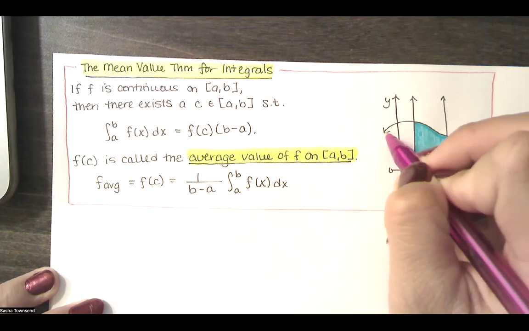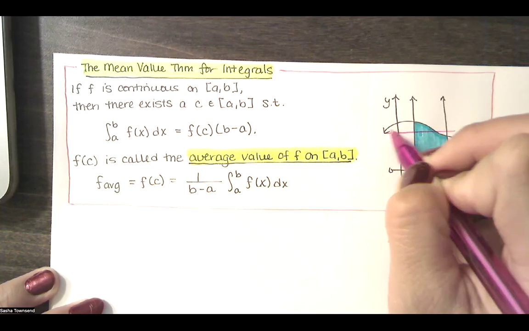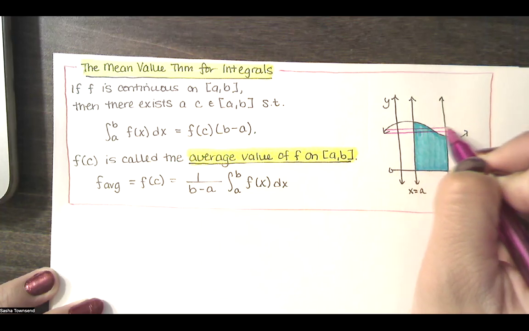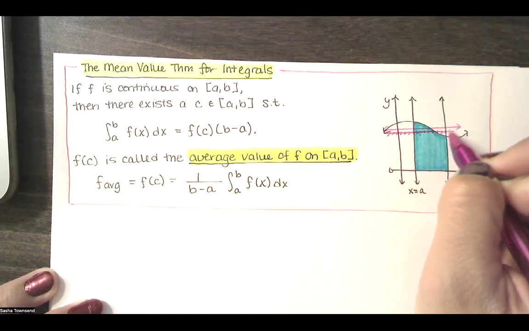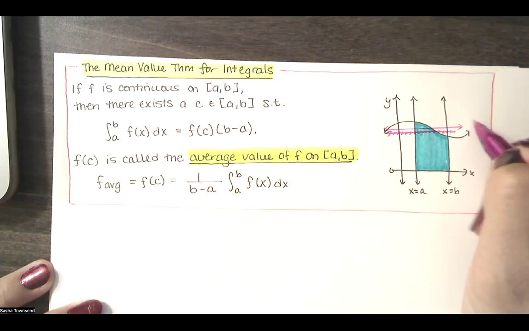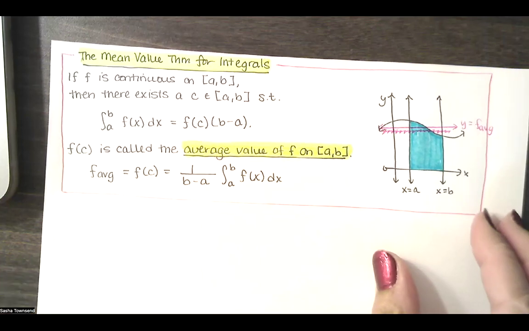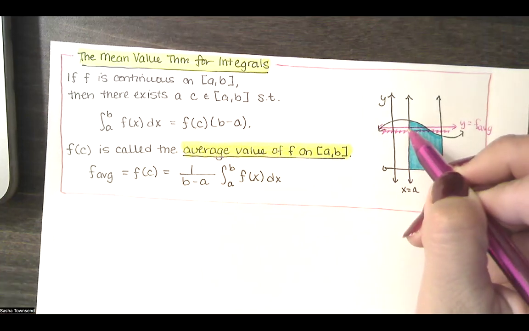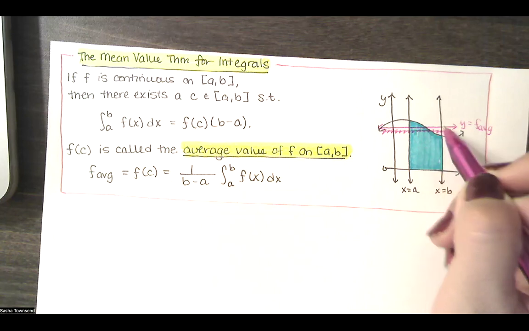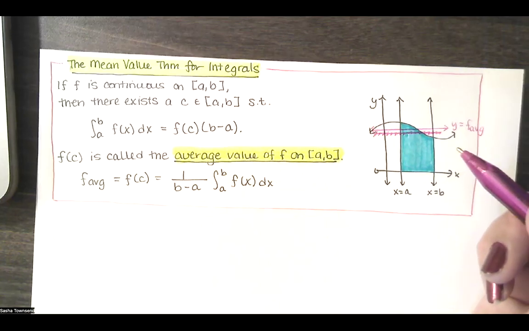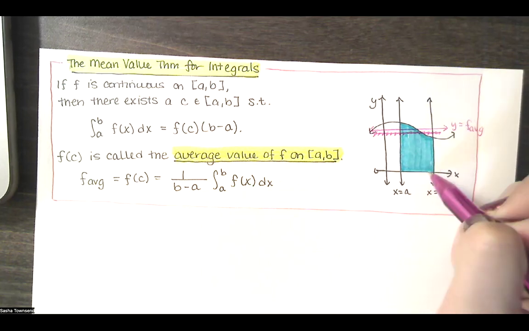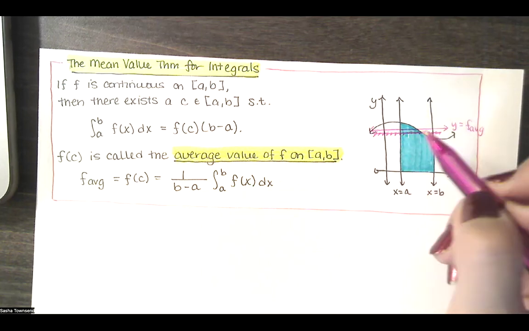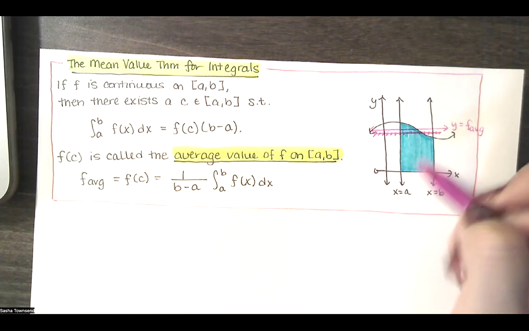So I think if I do that, oh no, that's a little bit too low. I think that one's probably right. I'm going to say that's approximately f average. And does that make sense? If I take the area of this rectangle, and it's supposed to be a horizontal line, it looks like it's sloping a little bit. It looks like it has a tiny positive slope. But if I take the area of this rectangle, it's supposed to be the same as that blue area.